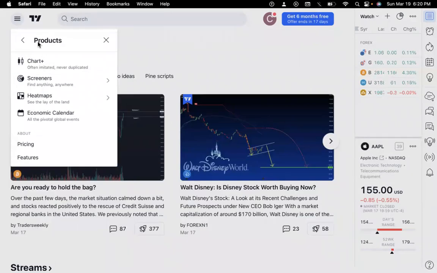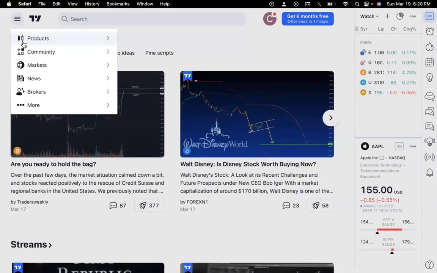Chart Plus, which is the main product that we typically use from TradingView. Screeners, which will give you a little bit more insight into the trend of the market if you have been struggling with that. Heat maps for stocks and cryptocurrencies, and then the economic calendar, which tells you more about the news. So those are really helpful products.